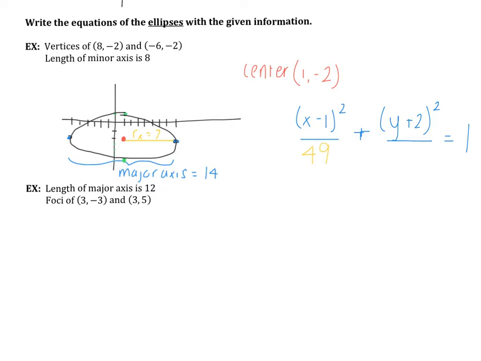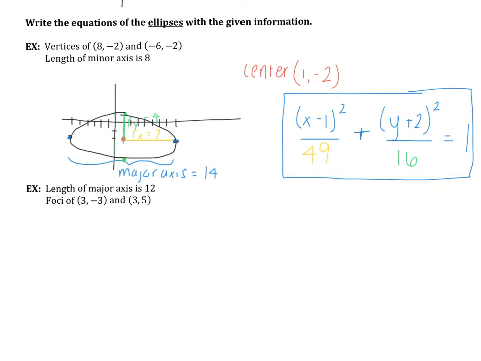Then finding the y direction would be just from here to here. So ry equals 4. And again, you don't just put 4, you put 4 squared, which is 16. So there is your equation of an ellipse if you know the vertices and the length of the minor axis.